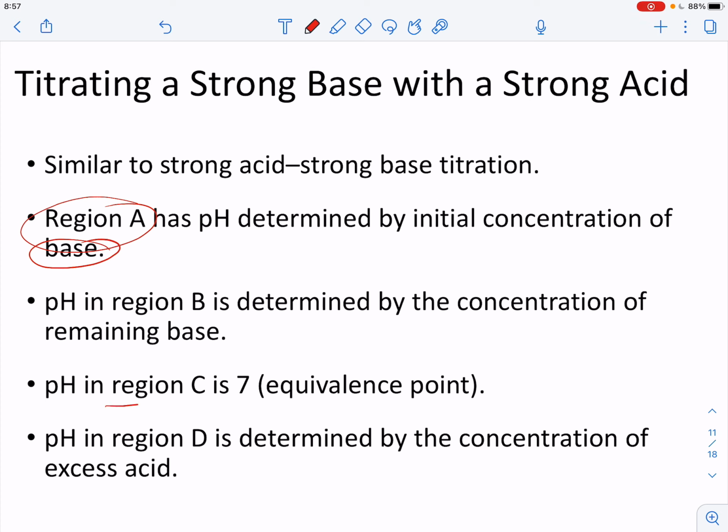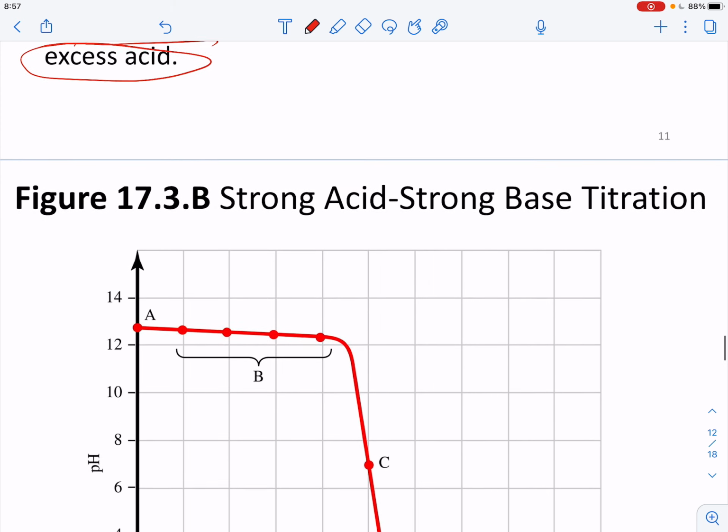Region C is the equivalence point. You're still with a strong base and a strong acid, so the pH is going to be 7. And then the last region past the equivalence point is controlled by the excess acid. But how do you do the calculations? Pretty much in the same way. Okay, so let's do an example.